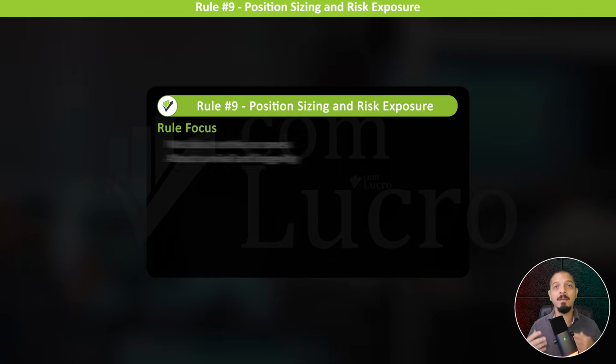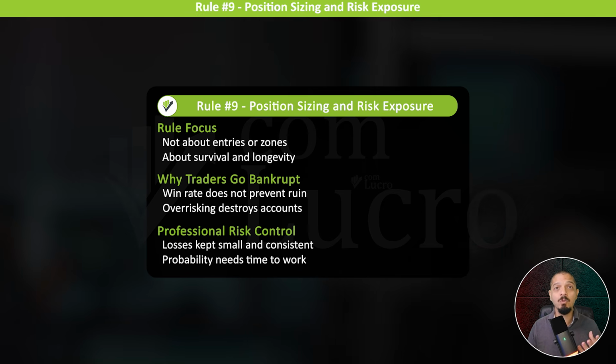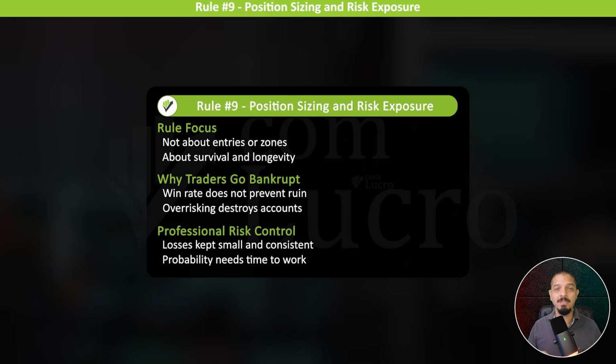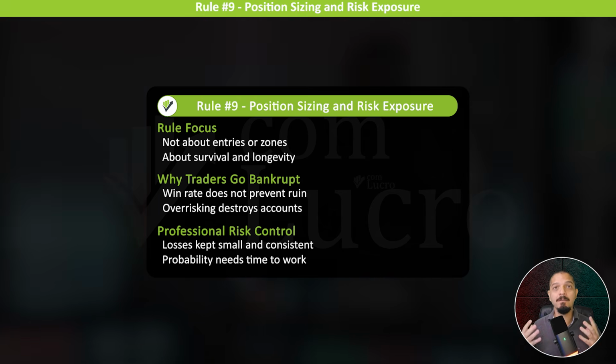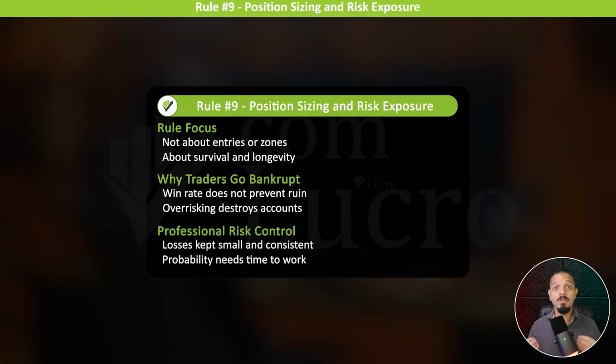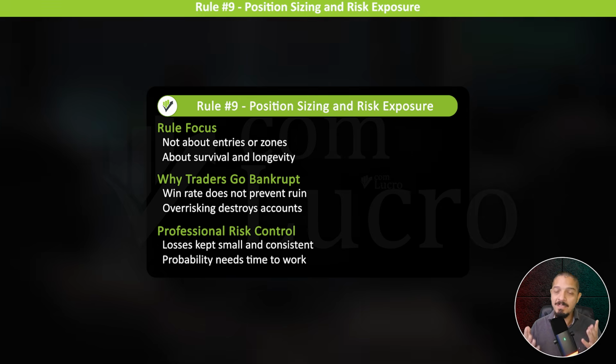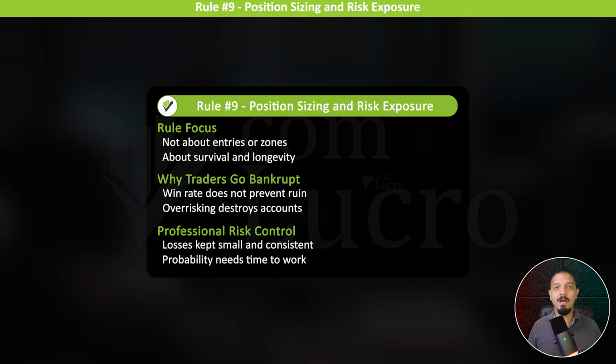Before we wrap this up, I want to share 2 additional rules inspired by insights taught by David Paul. These final rules are not about entries or zones. They focus on what determines whether a trader can stay in the game long enough for any strategy to work. Rule number 9 is position sizing and risk exposure. This rule is about how much you risk, not how good your setup looks. To illustrate why this matters so much, I am going to play a short clip where this concept is explained in a very direct and practical way.